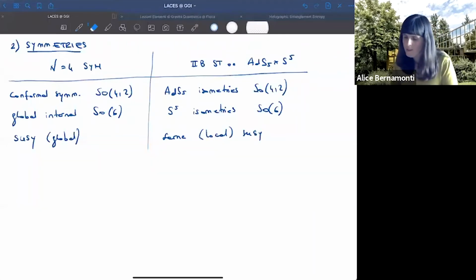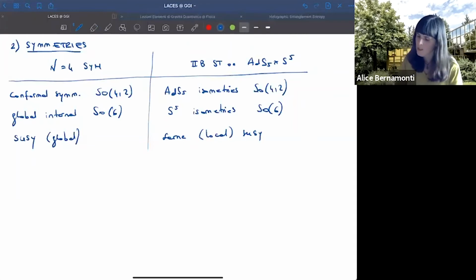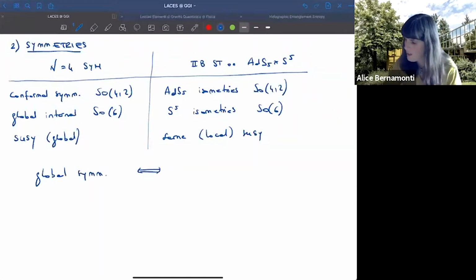And so the pattern, I guess it's clear. On the left-hand side, for this boundary theory, all symmetries that we're talking about are global symmetries. And on the right-hand side, this reflects into local symmetries. And so essentially the key relation for the AdS/CFT is that global symmetries in the conformal field theory correspond to local symmetries in the gravity theory.